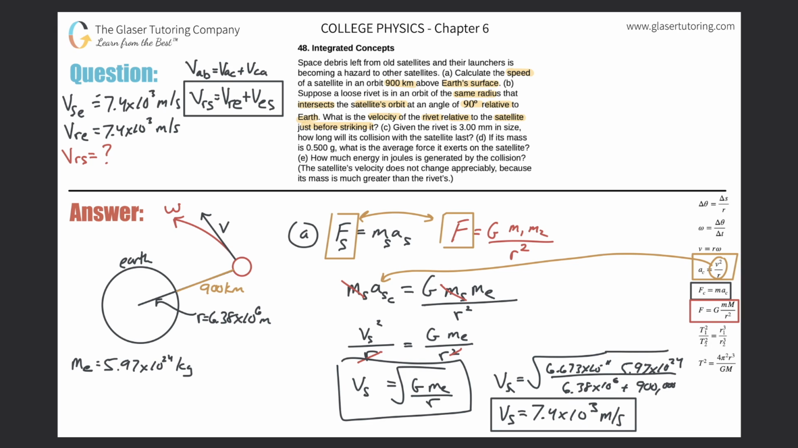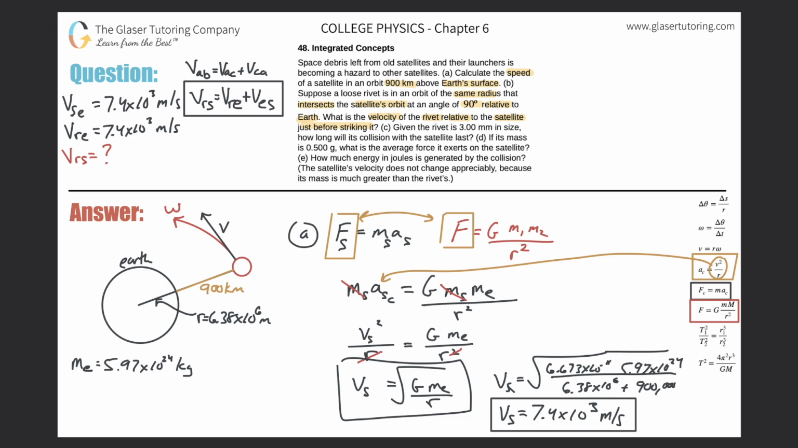Well, is it really 0, right? Remember, they're intersecting at 90 degrees to one another. Is the velocity of the rivet relative to the satellite going to be 0? No, it won't be, right? So you have to remember that you're adding vectors. So anytime you're adding vectors, directions are extremely important.